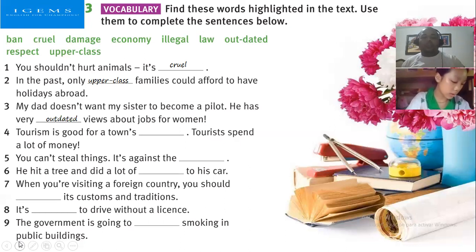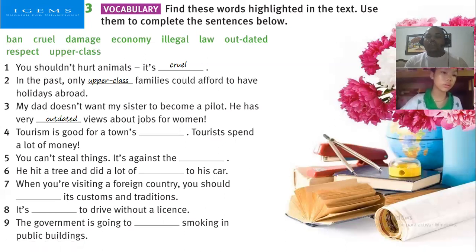Could you read it? Tourists are good for the town economy. Tourists spend a lot of money. Allow me to help you with this one, number four. Whenever you have in English words like that, can you see the SM? This one is pronounced tourism.